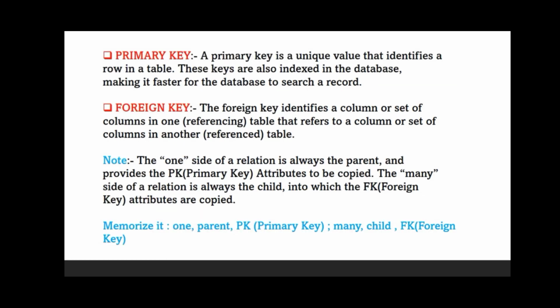Okay. Then these are some important topics: primary key and foreign key. A primary key is a unique value that identifies a row in a table. For example, the above employee code is unique. If we give the employee code, we can get complete details of that employee. Then a foreign key identifies a column or set of columns in one table that refers to a column or set of columns in another table. That means if there is a connection between two tables, one column or set of columns in one table refers to a column or set of columns in another table. Clear?